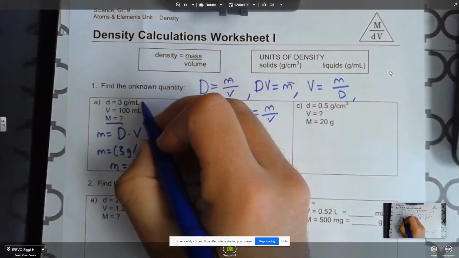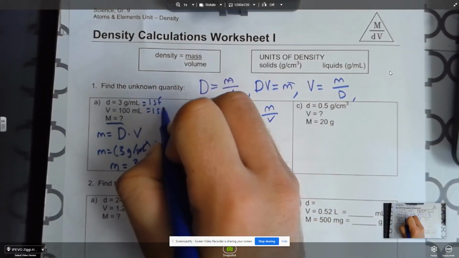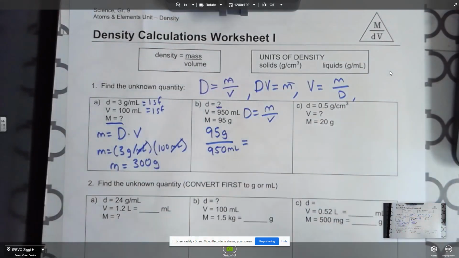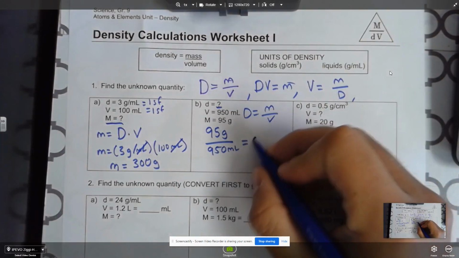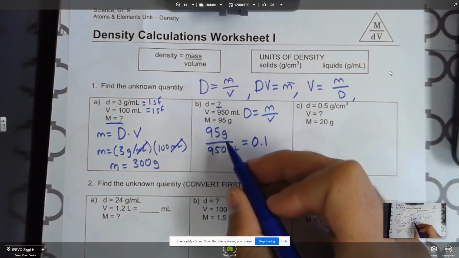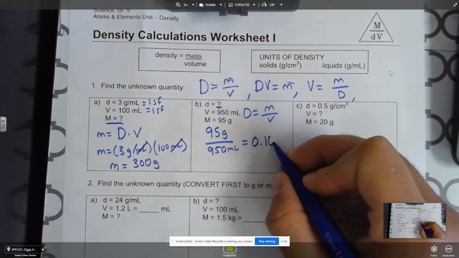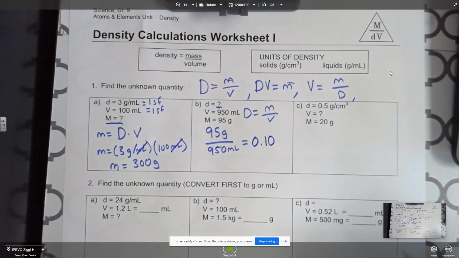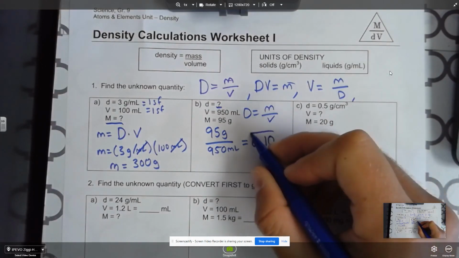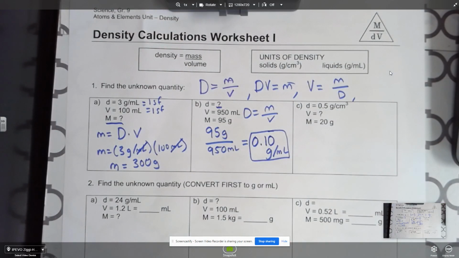Now I should mention this has 1 sig fig and this has 1 sig fig. Your answer needs to be rounded to 1 sig fig, which it is right there. So that's good. Here, this has 2 sig figs and 2 sig figs. So 95 divided by 950 is going to get you 0.1. But these both have 2 sig figs, so you need to represent this as a number with 2 sig figs. So put the 0 there. Grams per milliliter.